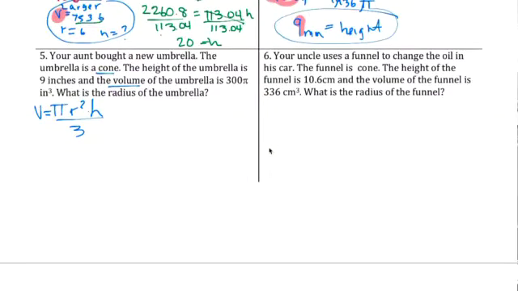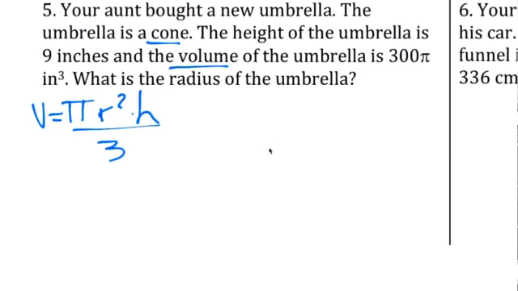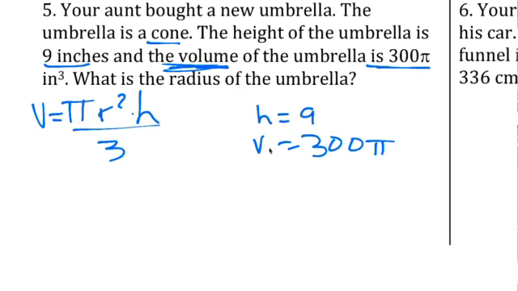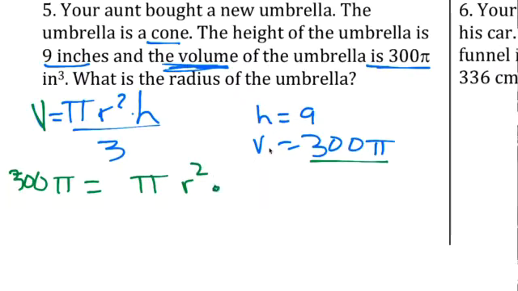And same thing here. It's a cone again. The height of the umbrella is 9 inches. H is 9 in this case. The volume in this case is 300 pi. So let's put it in where it belongs. The 300 pi goes in V here. So 300 pi equals pi r squared, we don't know, and the height here is 9.